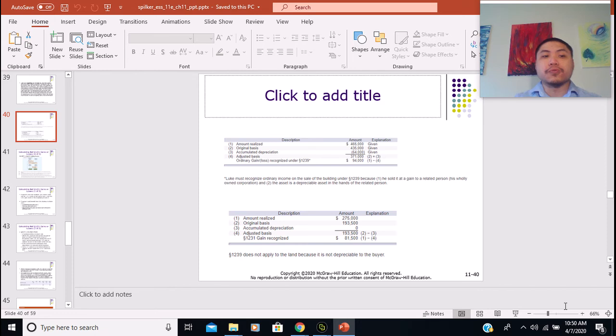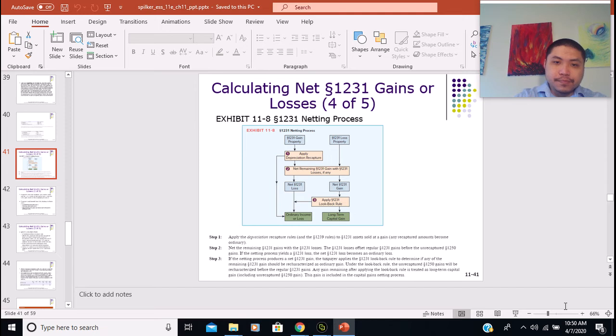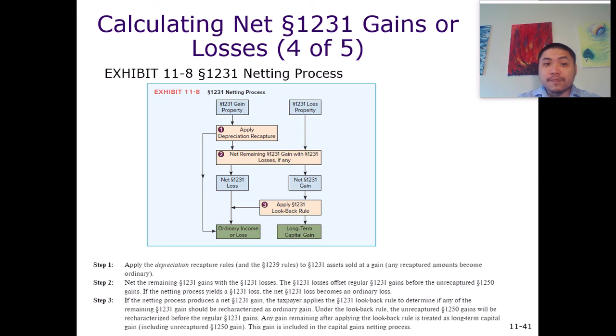Up until now we know how to do the recaptures, right? So after we do the recaptures of section 1231, after we apply the depreciation recaptures, the next step for us is to net the loss and gain of section 1231, right? So after we apply depreciation recaptures, if there's any section 1231 gain remaining, now we have to net it, right?